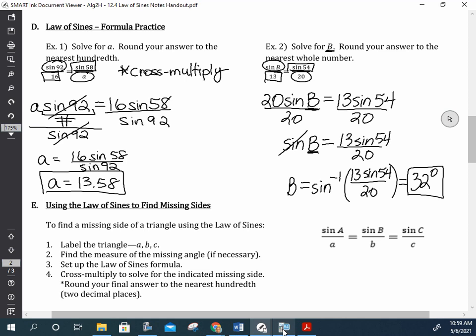Huh? Blue calculator probably a little bit better than that one.